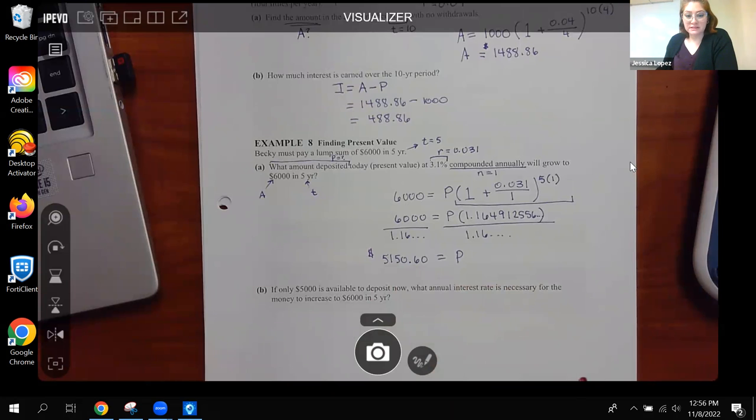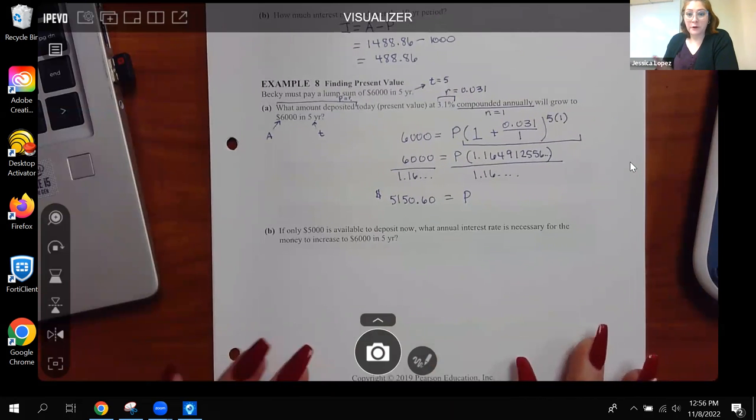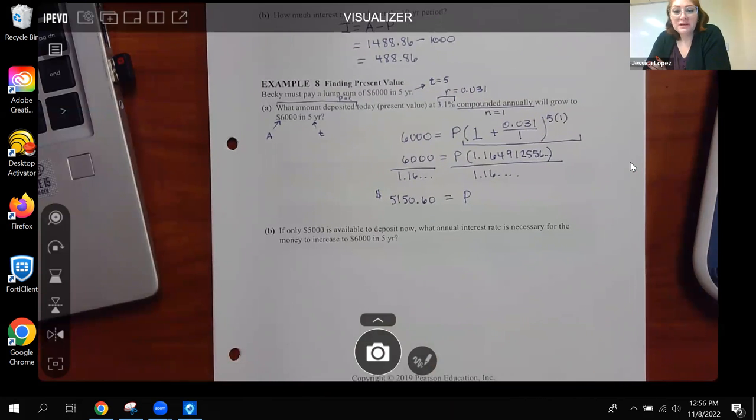Now let's see what it says here. It says for part B, if only $5,000 is available to deposit now, what annual interest rate is necessary for the amount to increase to $6,000 in 5 years? So we're going to do the same thing, except we're not going to plug in R because it's what we're trying to figure out. That's the only unknown here.